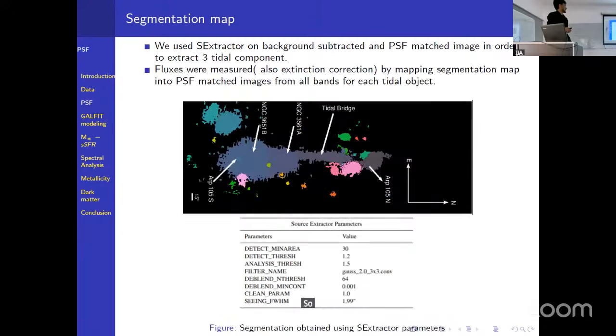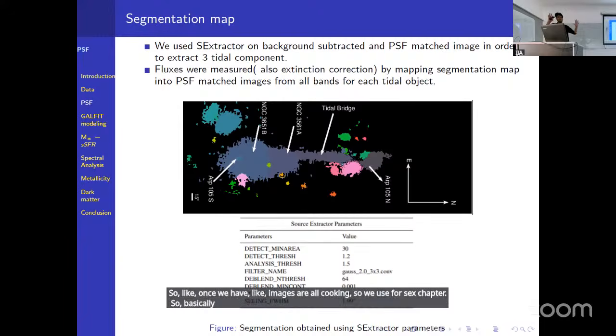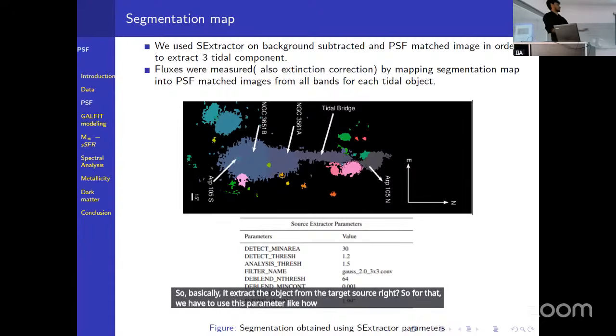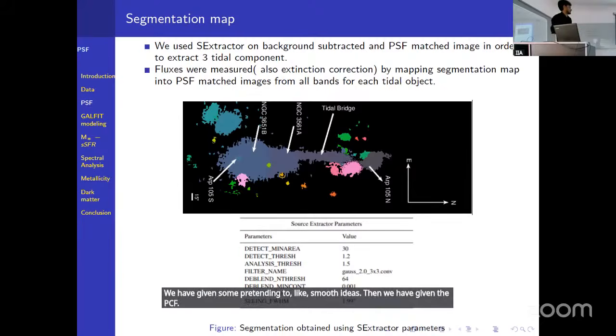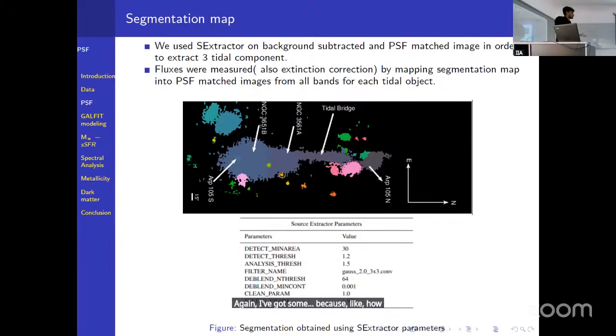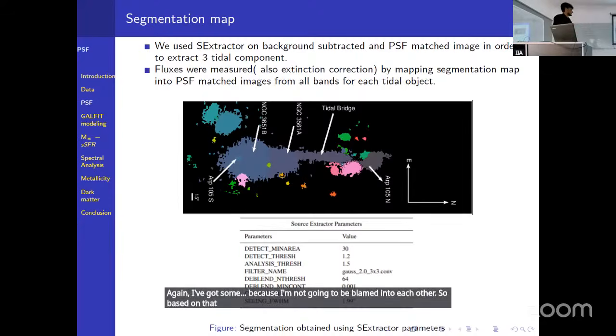Once we have the images of all bands, we use Source Extractor, which basically extracts objects from crowded sources. For that, we have used parameters like how much minimum area should be detected and what the sigma threshold is. We have given some filter name, like a smoothing filter. Then we have given the PSF, and we have also specified how objects are not going to blend into each other. Based on those parameters, we have extracted our objects.